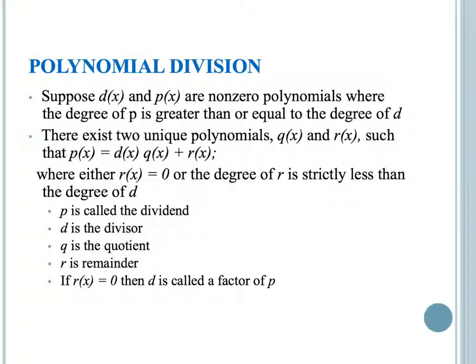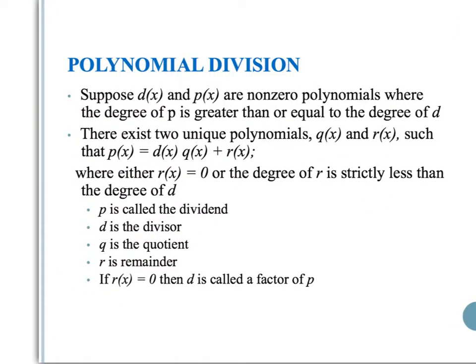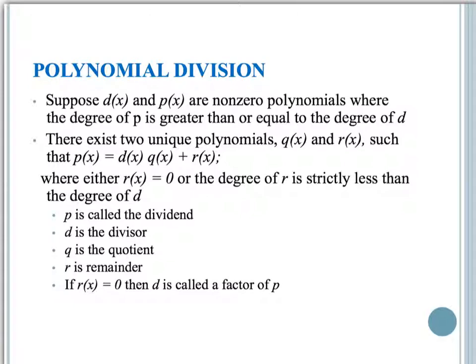Just to get our terms straight here, if we're dividing through with our polynomials, we would start with the original polynomial p of x, and when we perform our division, the polynomial we divide by, d of x, is the divisor. Q of x would be what comes out, the quotient, and if it's not a factor, we would have a remainder, r of x.